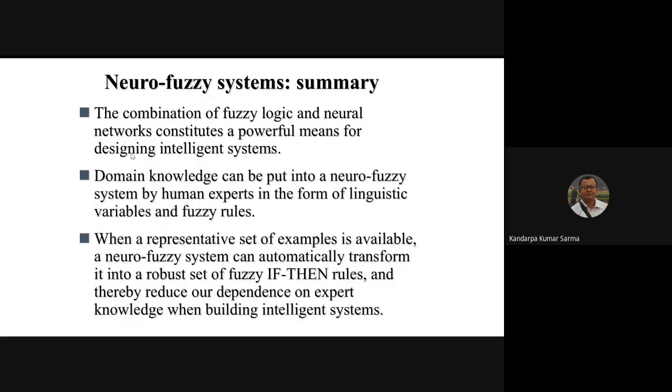So we can here summarize the neuro-fuzzy systems. We can call these a combination of fuzzy logic and neural networks. They form powerful means for designing intelligent systems. Domain knowledge can be put into a fuzzy neural system by human experts in the form of linguistic variables and fuzzy rules. When a representative set of examples is collected, a fuzzy neural system can automatically transform it into a robust set of fuzzy if-then rules and thereby reduce the dependence on expert knowledge while building intelligent systems.